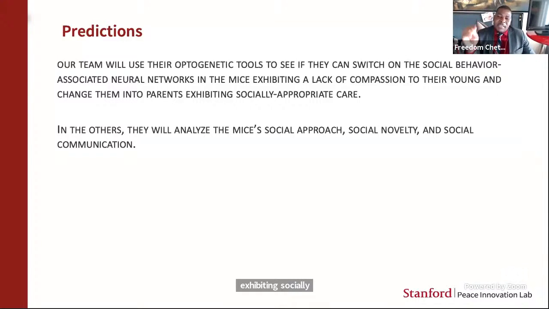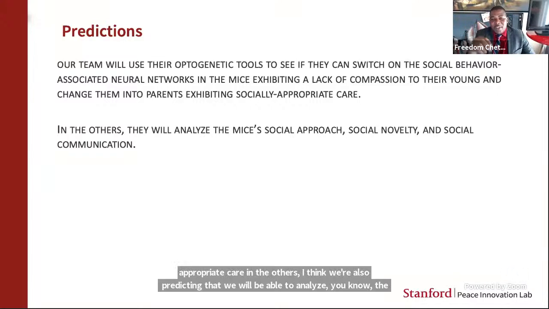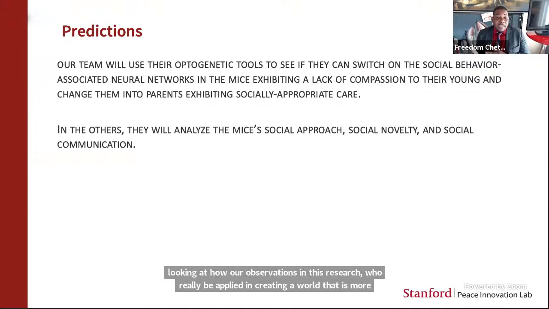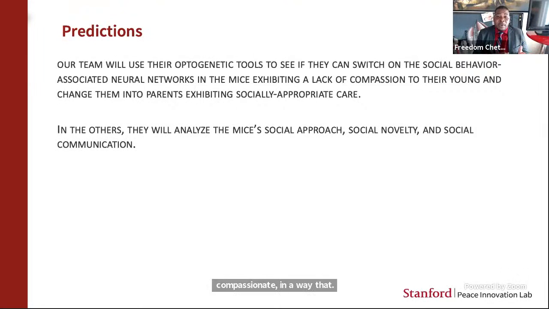And I think the benefit of our work really is fundamental in that we are looking at how our observations in this research could really be applied in creating a world that is more compassionate, especially today, where we are seeing a lot of turmoil in the world. And so we have a movement right now called the Compassion Revolution in our lab, where we're looking at what is the role of neuroscience in terms of impacting how everything works.